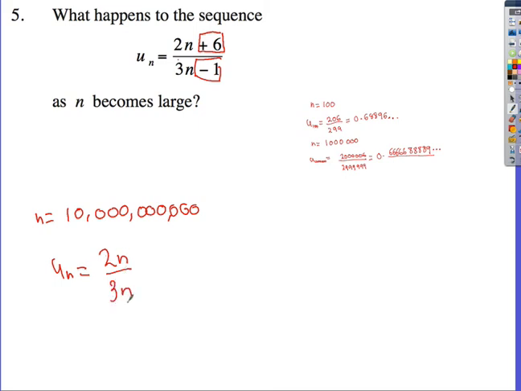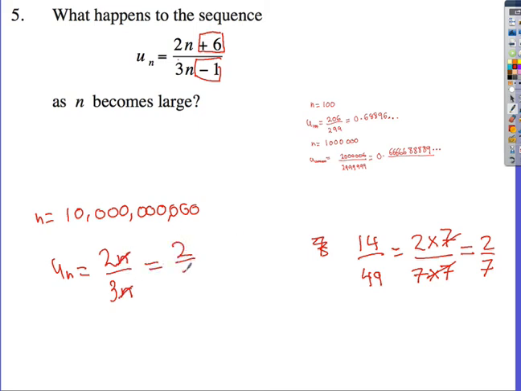Can we simplify this? Well, n divided by n, just like fractions, so if I had 14 over 49, this is the same as 2 times 7 over 7 times 7. We can cancel out the 7s to give us 2 over 7. In this case, we can cancel out the n's to just give us 2 over 3. And when you try n is 10 billion in your calculator, the number will tend to 2 over 3.